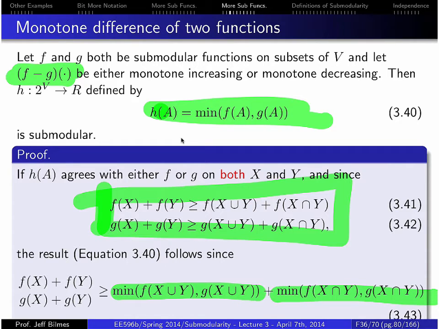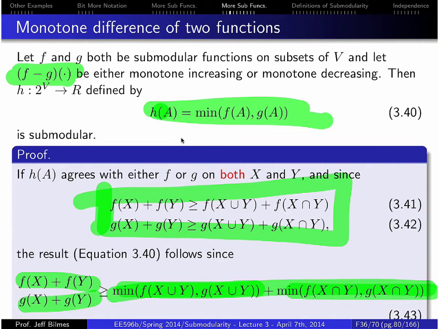So, let's write it this way. Since f of x plus f of y is greater than or equal to f of the union plus f of the intersection, it's going to be greater than or equal to the min of these, because that can only be smaller. Similarly for these, which can also be smaller. And since the min doesn't disturb the left-hand side, it agrees with either this one or this one. In one of those cases, this is going to be true. And so submodularity holds in that case.